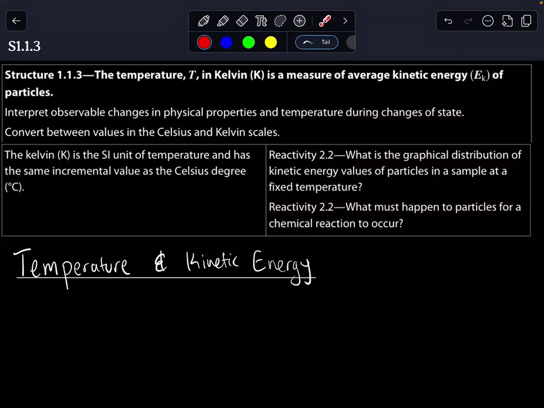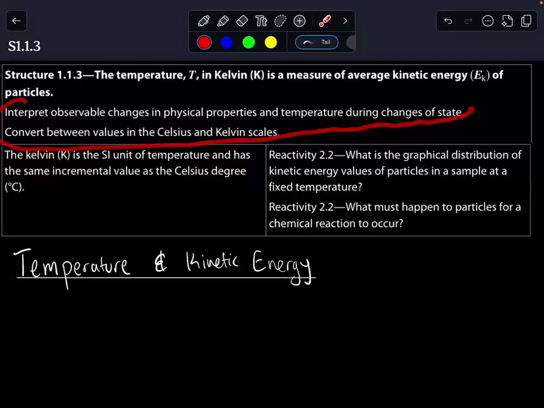So today we're going to be doing structure 1.1.3, which defines the temperature T in Kelvin as a measure of average kinetic energy, E subscript K, of particles. So we're basically going to be talking about the relationship between temperature and average kinetic energy. Our goal is to be able to interpret observable changes in physical properties and temperature during changes of state, and to convert between Celsius and Kelvin.